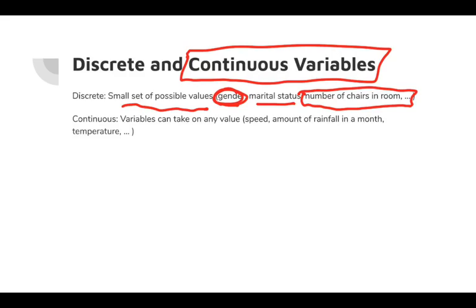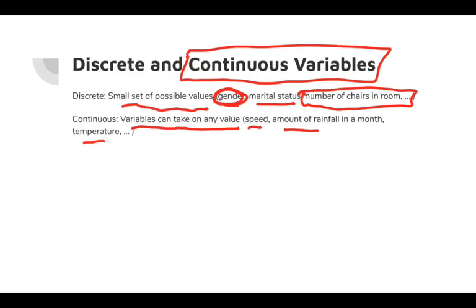With continuous variables, these are variables that can take on any value. Examples are speed, amount of rainfall in a month, temperature, meaning that you can be going 15 miles per hour or 16 miles per hour. You can also be going 15 and a half miles per hour. You don't jump from 15 instantly to 16, right? There's a continuous range between those two speeds.